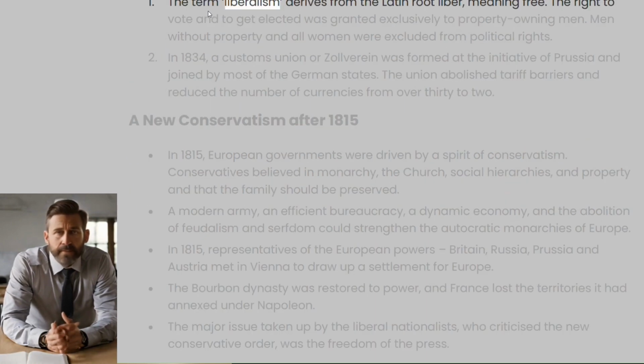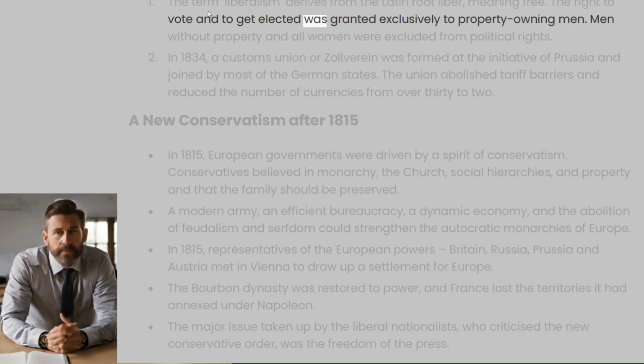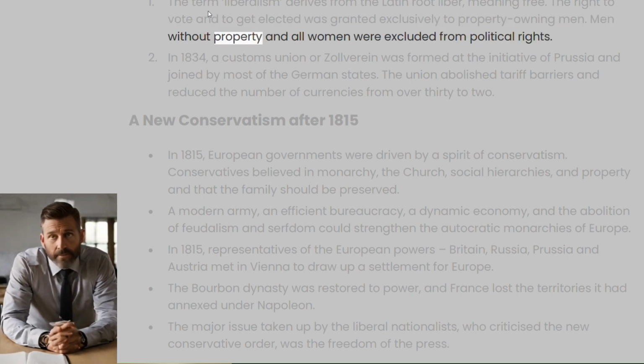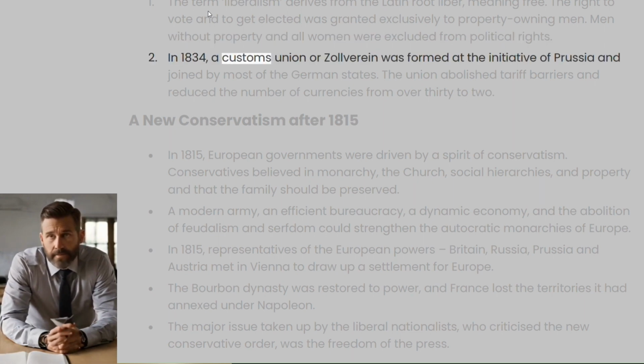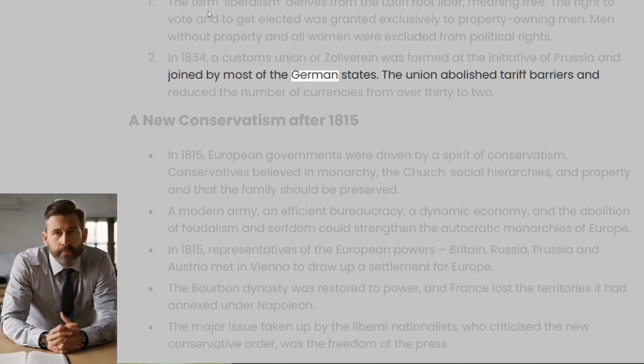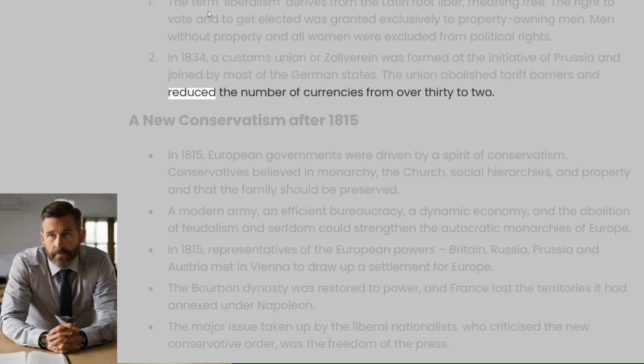1. The term liberalism derives from the Latin root liber, meaning free. The right to vote and to get elected was granted exclusively to property-owning men. Men without property and all women were excluded from political rights. 2. In 1834, a customs union or Zollverein was formed at the initiative of Prussia and joined by most of the German states. The union abolished tariff barriers and reduced the number of currencies from over 30 to 2.